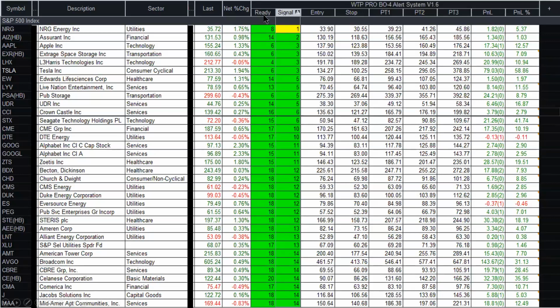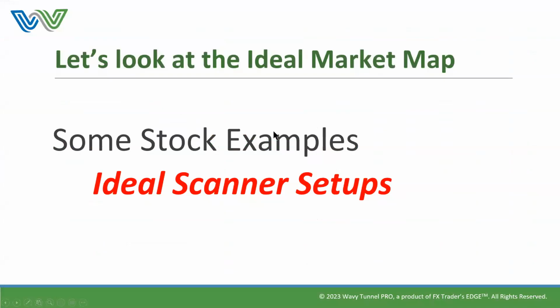The ready is when we get the gray arrow, and these are weeks. The signal is when we go above the 12 EMA. That's our filter line. I arbitrarily did it this way. But you can scan for the ready, or you can scan for the signal. Now, I'm going to show you the top few examples on the charts. So these are ideal scanner setups. That's what it does. It gives you the ideal market map.